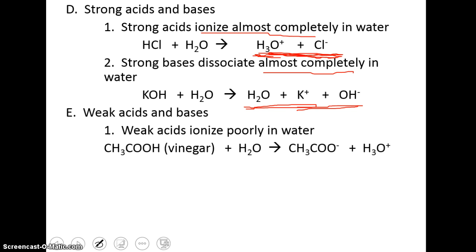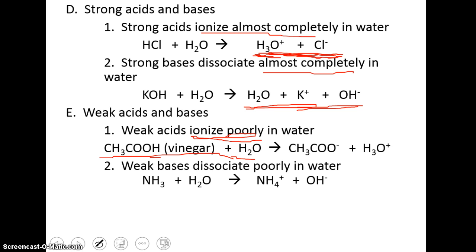Weak acids and bases. Weak acids ionize poorly in water. CH3COOH is vinegar. The hydrogen is at the end instead of the front, the way that it's written. And if you add water, it's still going to create that H3O+ ion. But at the end, you're going to still have mostly reactants because it's ionizing poorly.